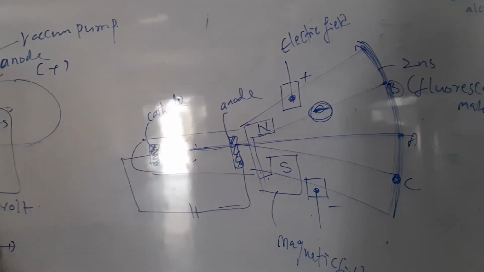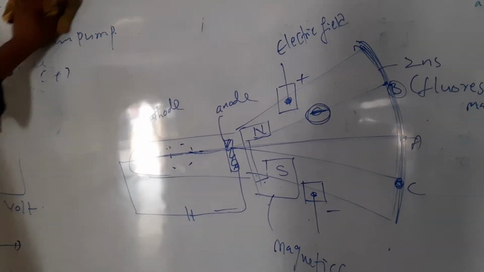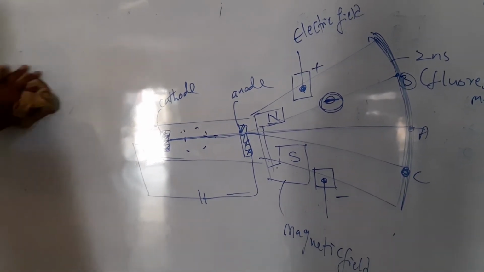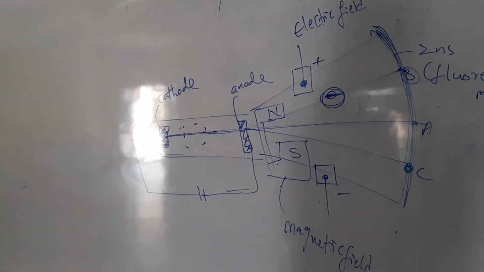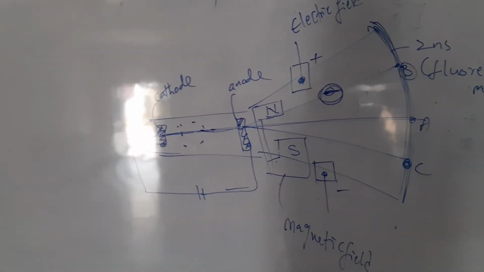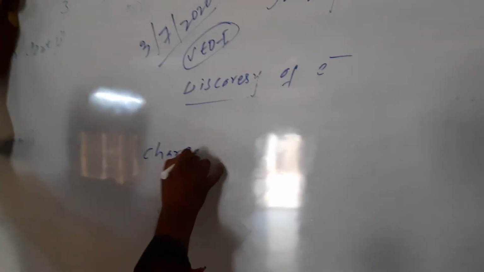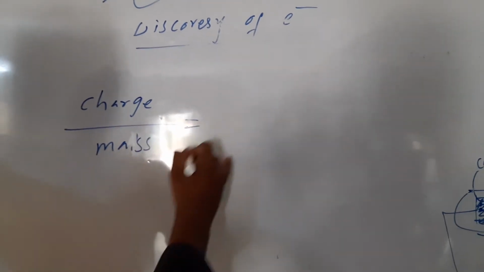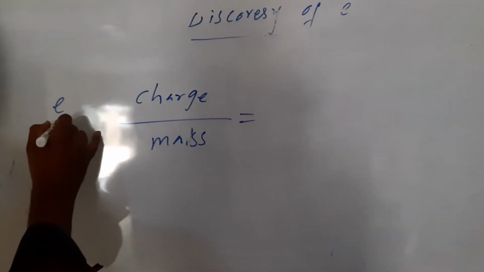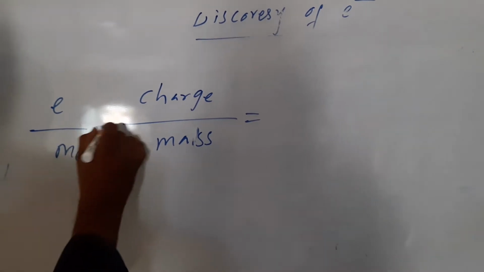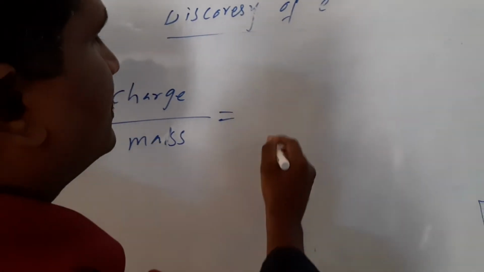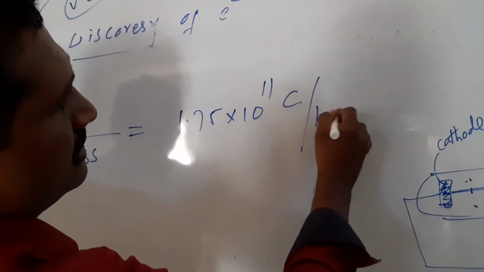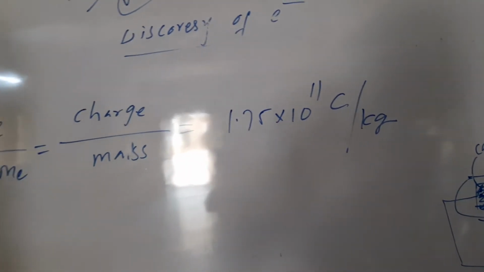Based on this experiment, Thomson also calculated the charge to mass ratio of the electron, that is, the charge of the electron to the mass of the electron. The charge to mass ratio of the electron is equal to 1.75 into 10 power 11 coulombs per kilogram. The charge to mass ratio of the electron is this.